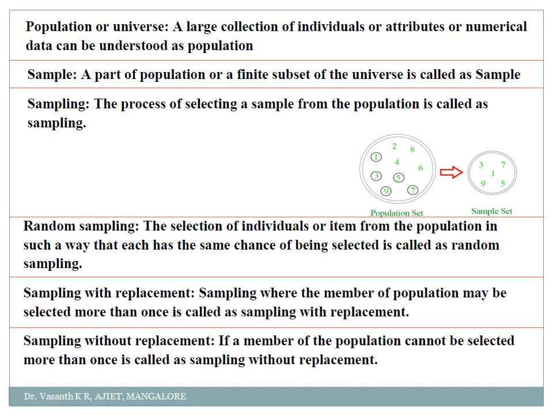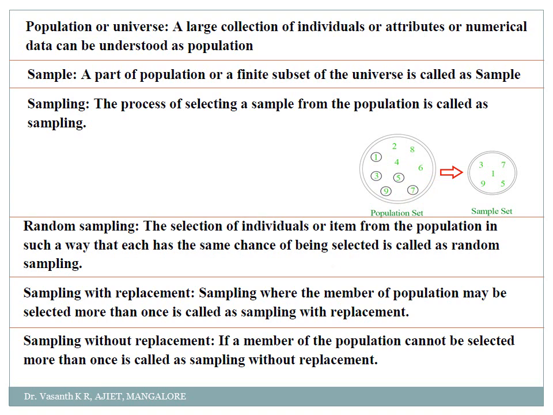Next, random sampling, and then sampling with replacement and sampling without replacement. What is random sampling? It is the selection of an individual or an item from the population in such a way that every member has the same chance of being selected. That is called random sampling. It means we are randomly selecting some of the samples from the population.